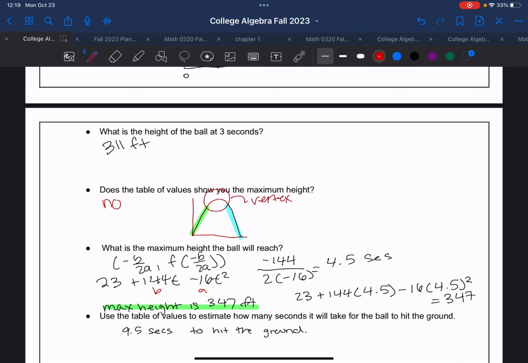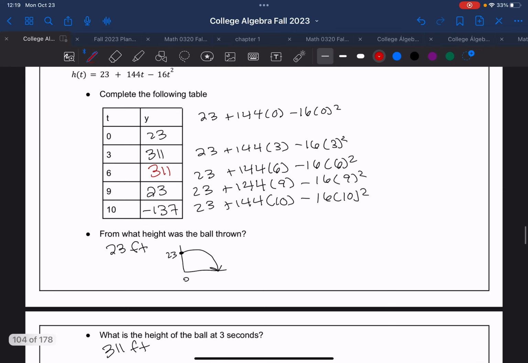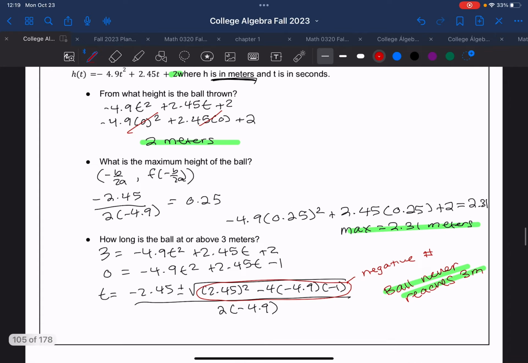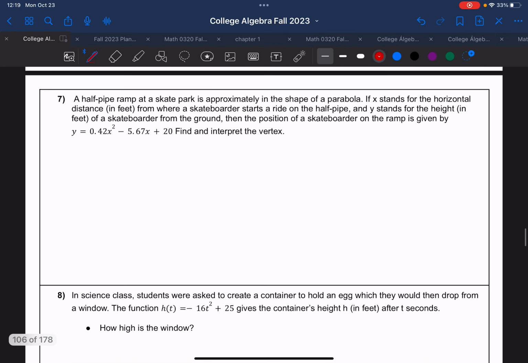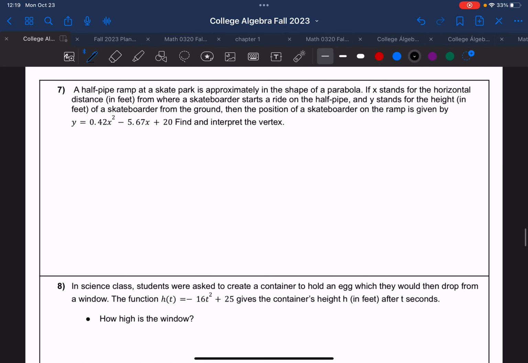So that means when we did the formula for max height, that was correct, that the max height is 347 feet. Okay, so I just wanted to clear that up. And again, thank you for pointing that out. And I was able to fix this mistake for future notes. Okay, so now let's go ahead and finish the rest of them we didn't get to today.